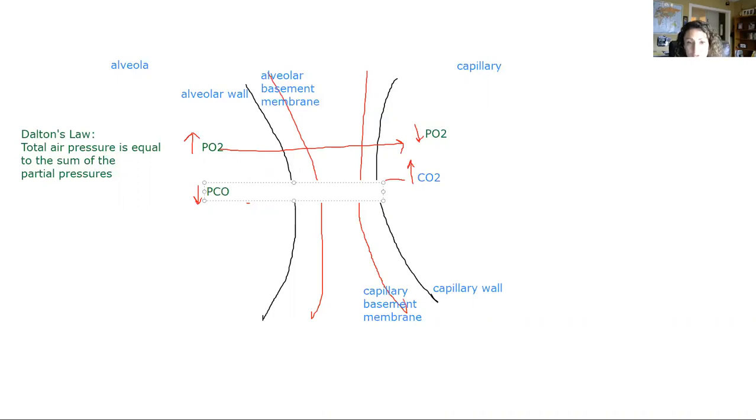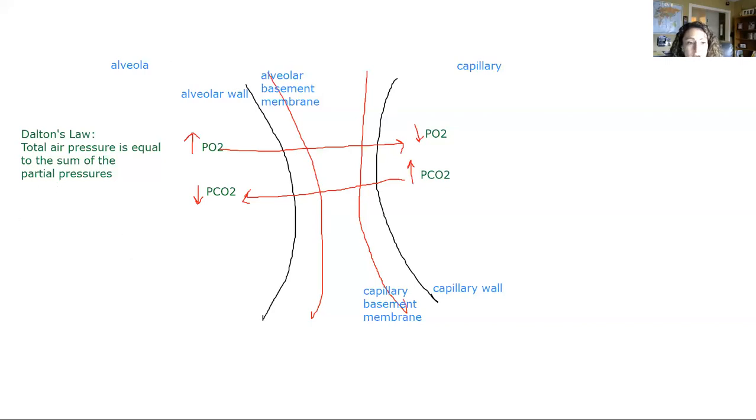There's low partial pressure of carbon dioxide in the lungs and high PCO2 in this capillary blood. So the gas will move down that pressure gradient from the capillary, from the blood into the lungs. Everybody okay with that terminology? High PO2 means there's a lot of oxygen. Low PO2 means there's not a lot of oxygen. Okay?